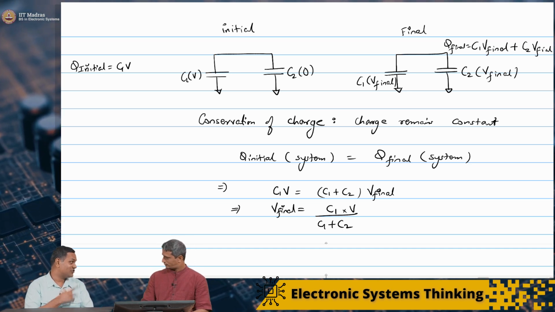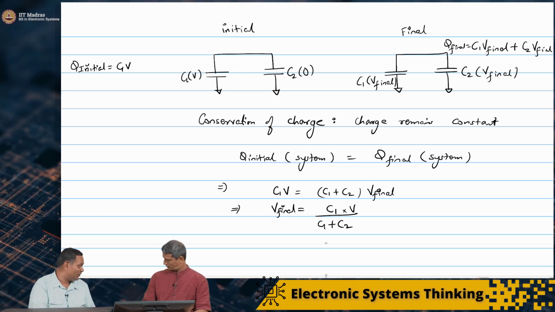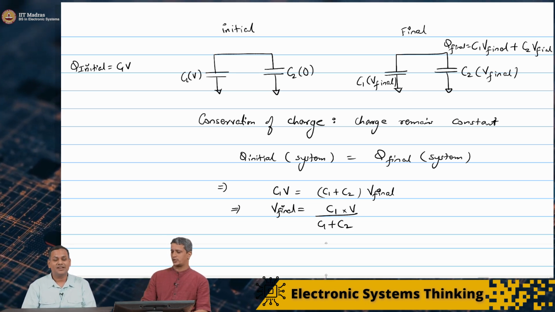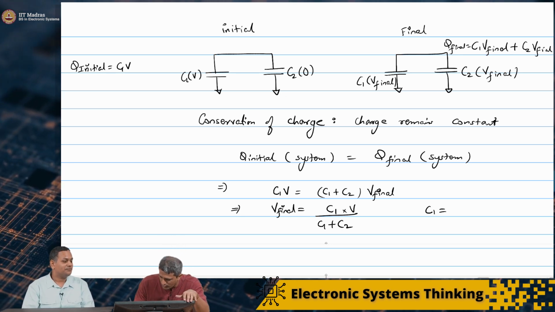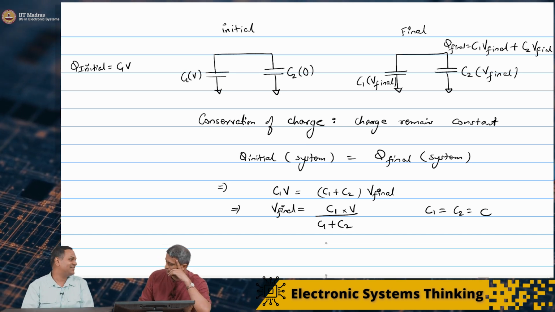So it's actually smaller, because C1 by C1 plus C2 is lower. Because you have lost charge, the final charge on C1 is going to be smaller, and the final voltage is going to be smaller automatically. The simplest case is if C1 equals C2 equals C. It'll just be half the initial voltage.